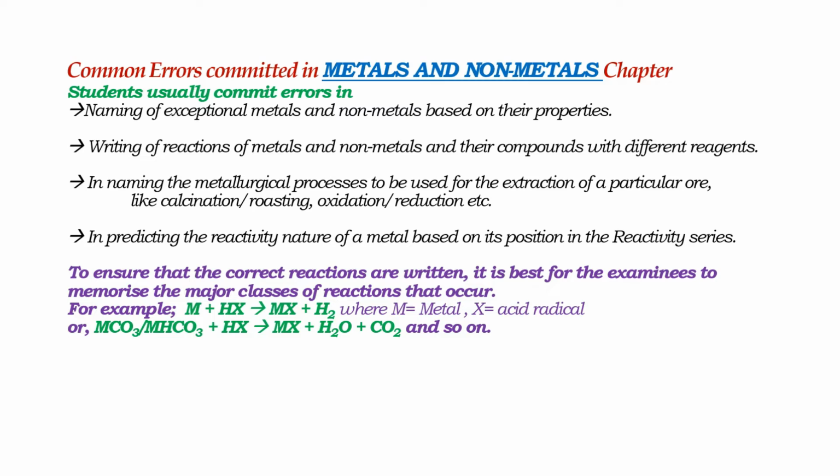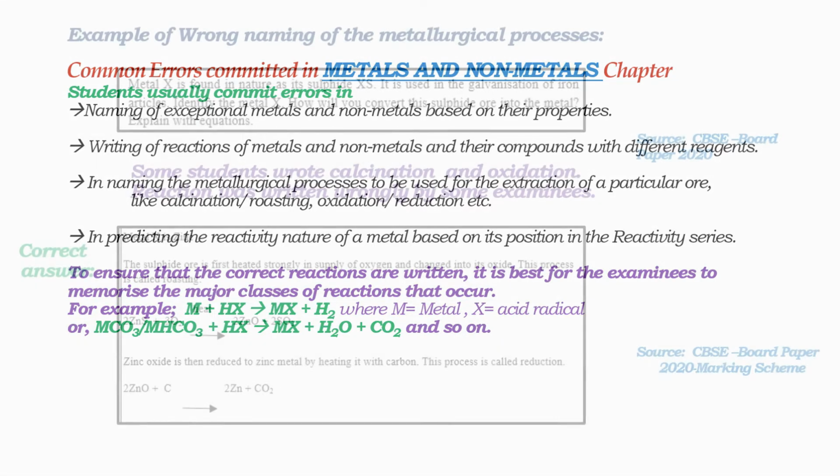To ensure that the correct reactions are written, it is best for the examinees to memorize the major classes of reactions that occur. For example, M plus HX gives MX plus H2, where M is the metal and X is the acid radical. Or MCO3 or MHCO3 plus HX gives MX plus H2O plus CO2.